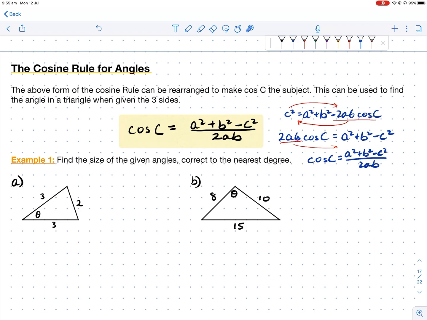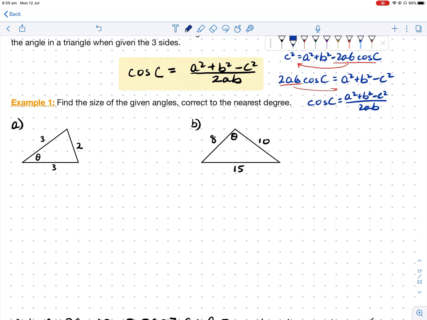Okay, so again, when we're looking at the triangle, work out what's the side and the one opposite it, and then we're putting it together. So if we look at this first triangle, there's our angle, there's the side opposite it, so that's going to be the c, and that's going to be angle, and theta is going to be angle C.